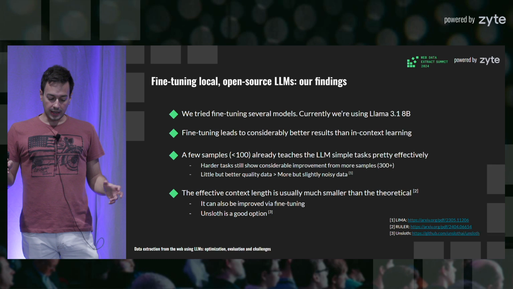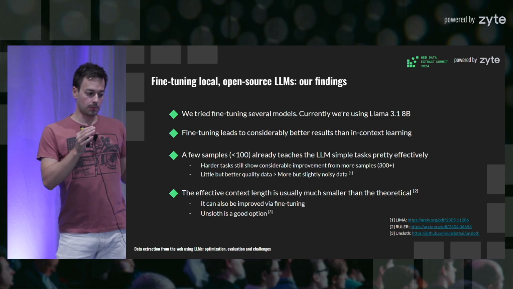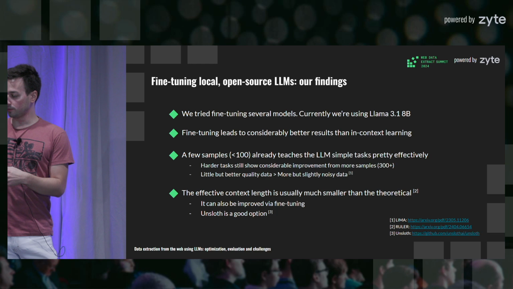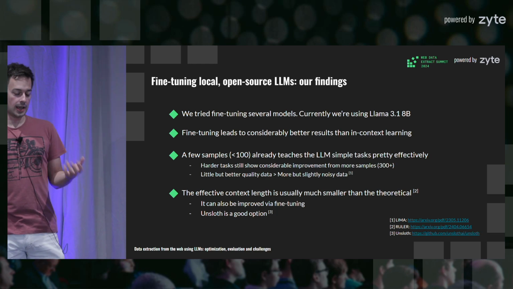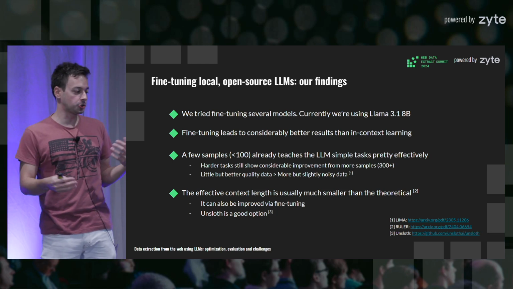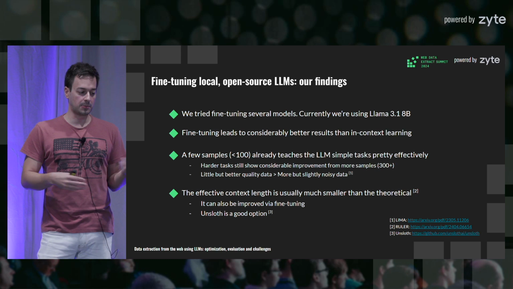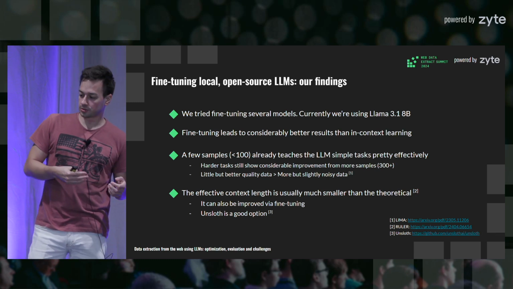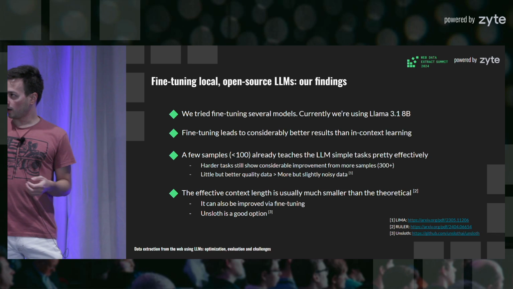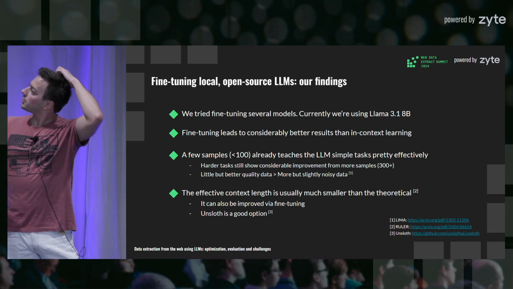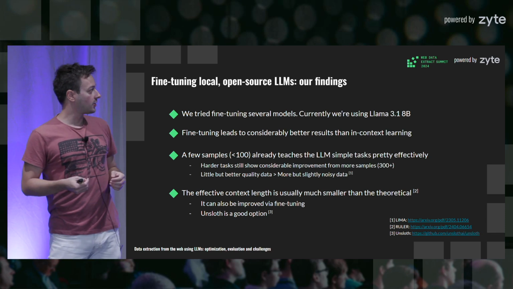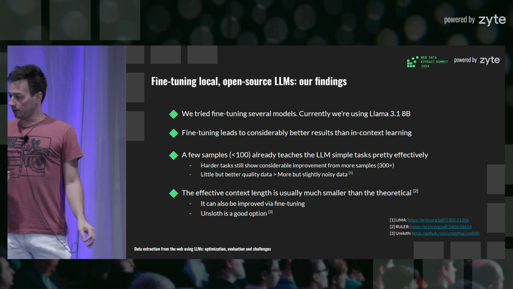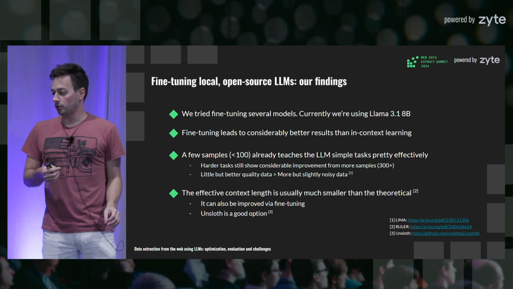So once we had solved the problem of optimization and the problem of the evaluation, we started training our own LLMs, and we actually trained several. We started with Llama 2, I think. We tried Mixtral. I think at some point, yeah, a lot of open ones. We're actually using Llama 3.1 8B. Hopefully soon we will be using 3.2.